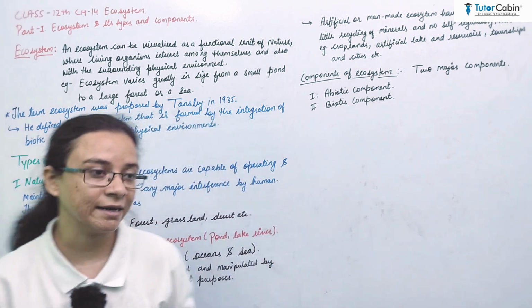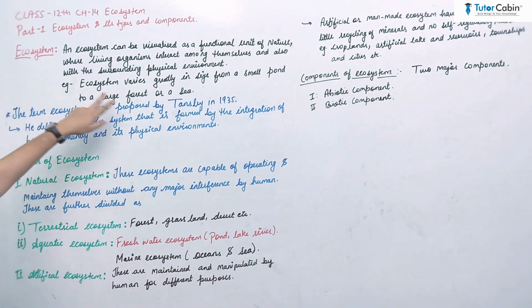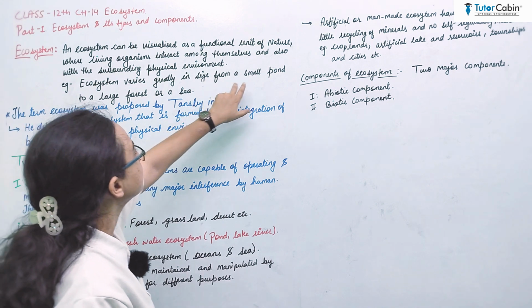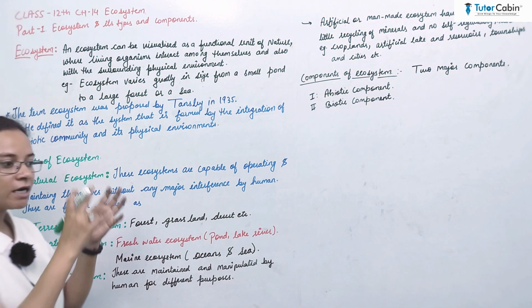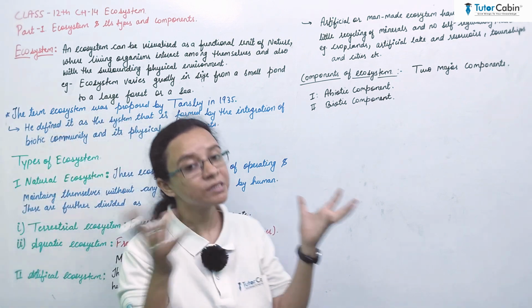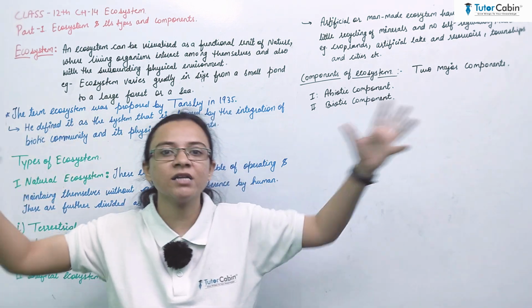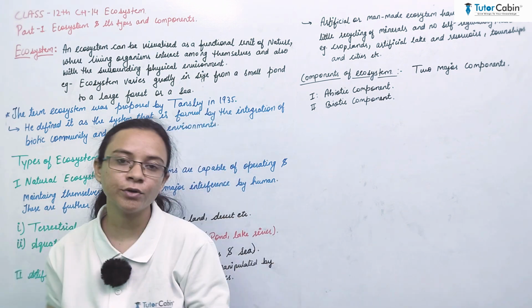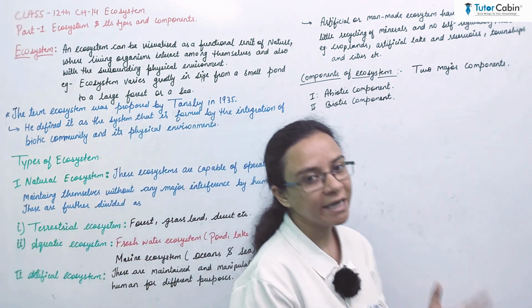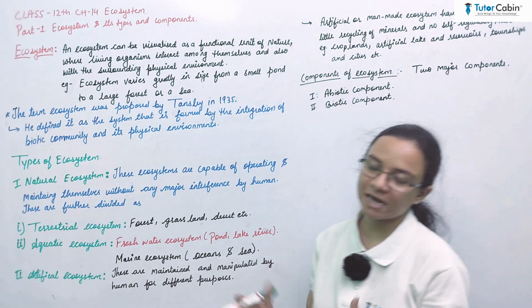Clear? Ecosystems vary greatly in size, from a small pond to very large ones. An ecosystem may be large or small: nano ecosystem, macro ecosystem and meso ecosystem, depending on their size. Clear?